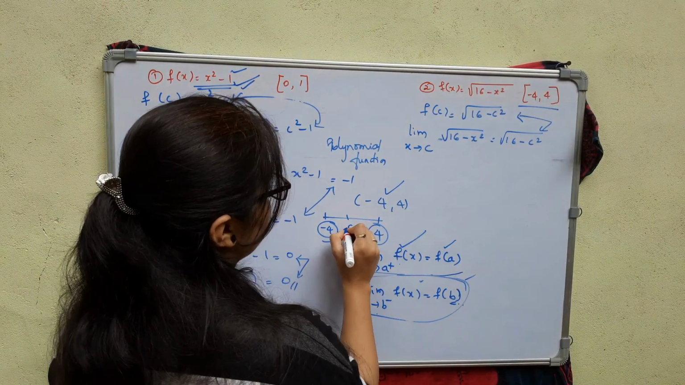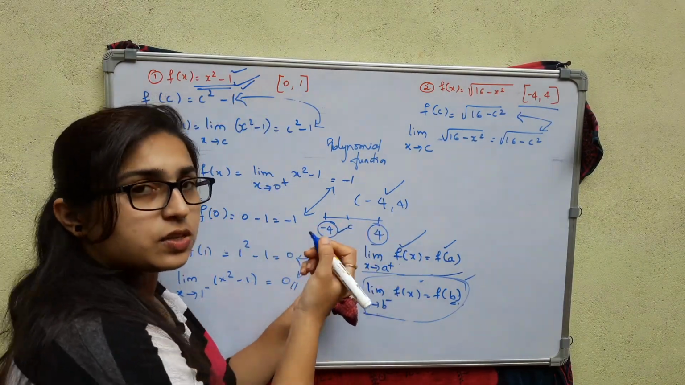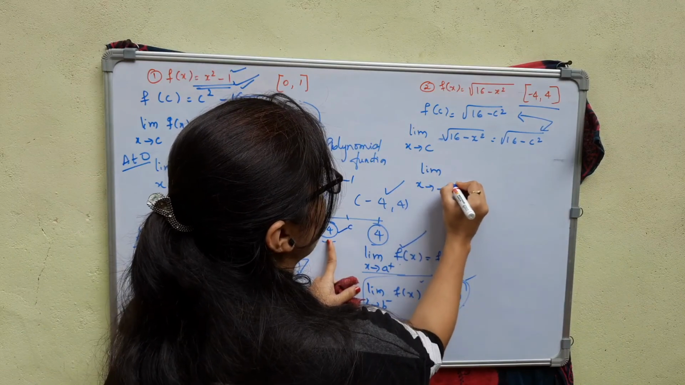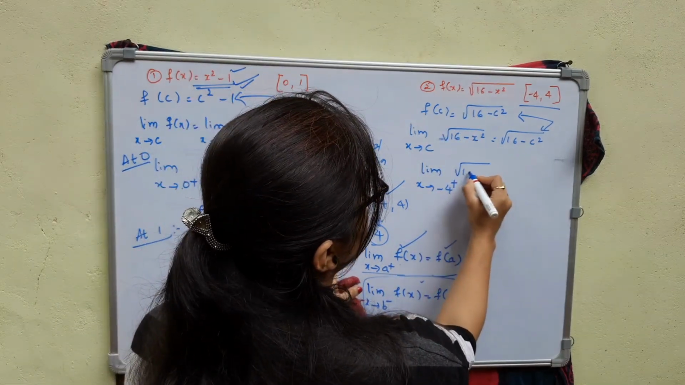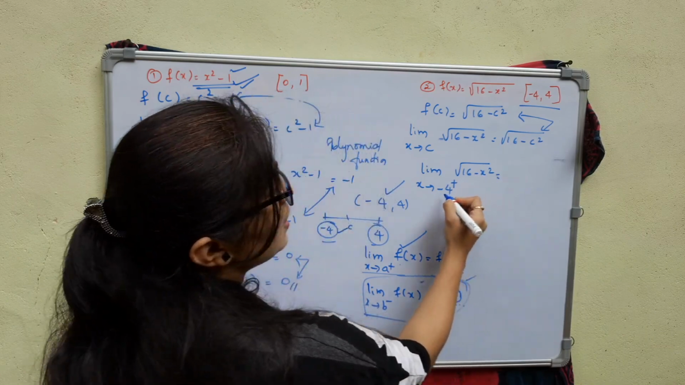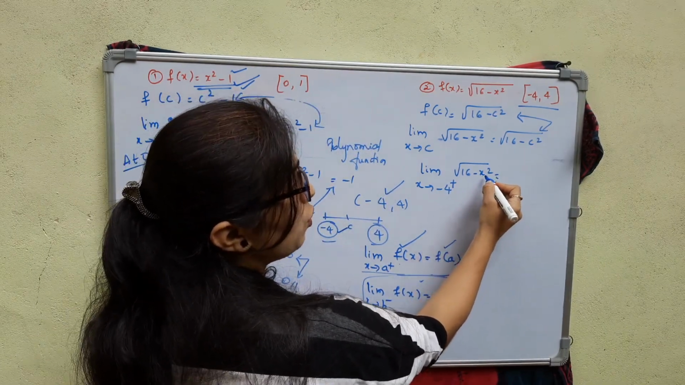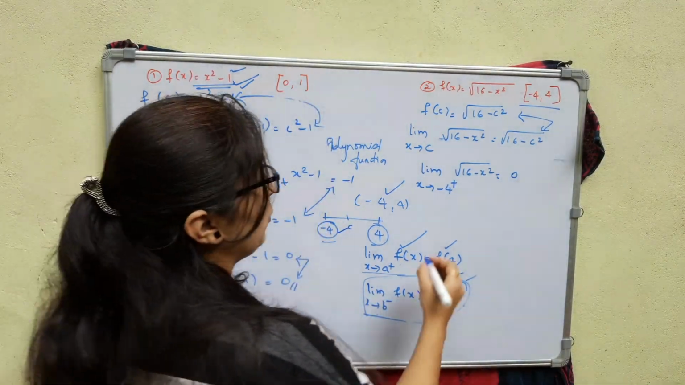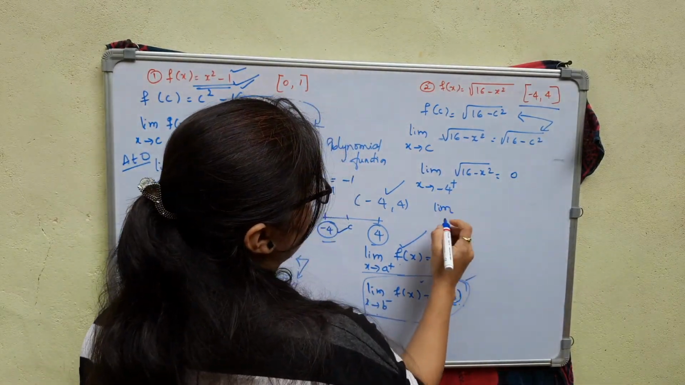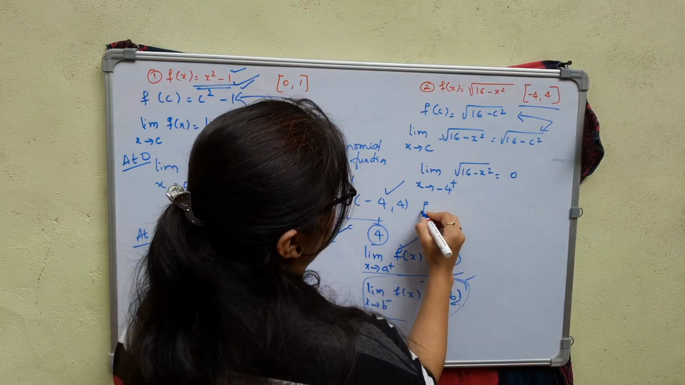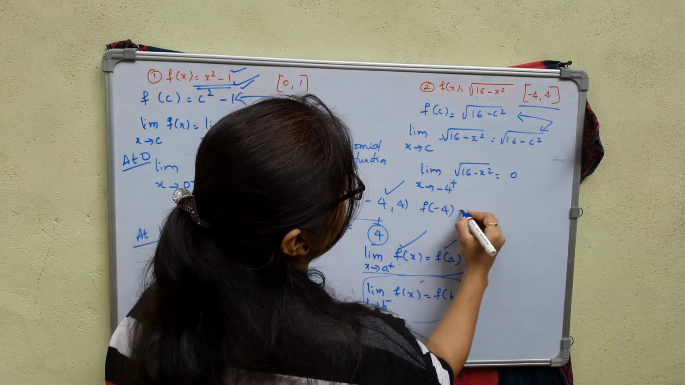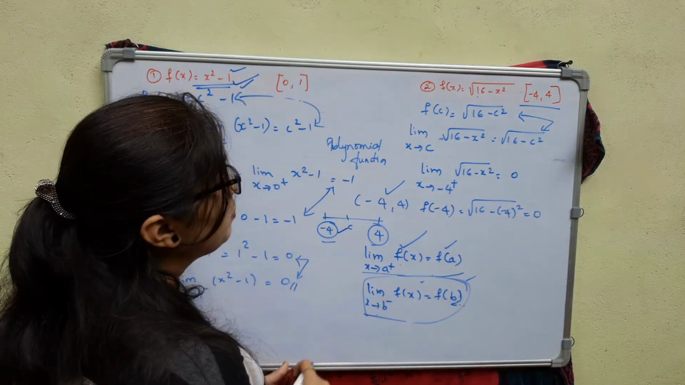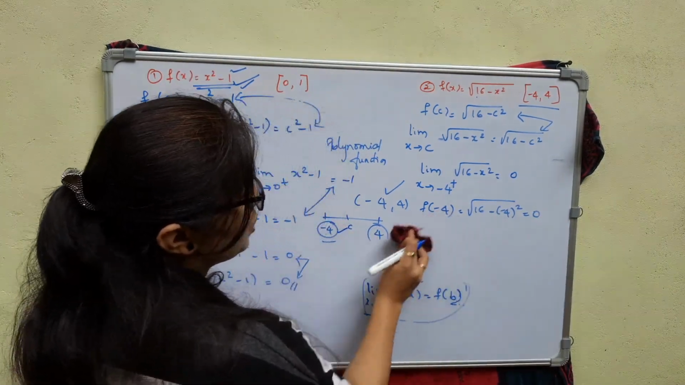Now we will check at the extreme, minus 4. It should be continuous from the right. So the limit as x approaches minus 4 plus of square root of 16 minus x square: obviously minus 4 whole square will be 16, so 16 minus 16 is equal to 0. Next, we will consider f of minus 4. Substituting there, minus 4 whole square is 16, so that is also 0. This condition is right.